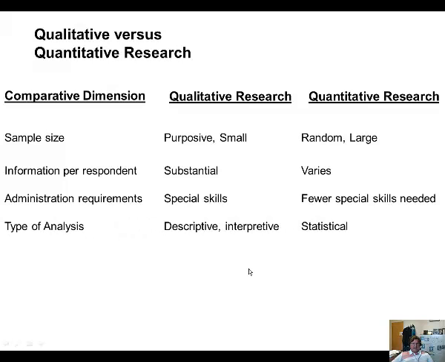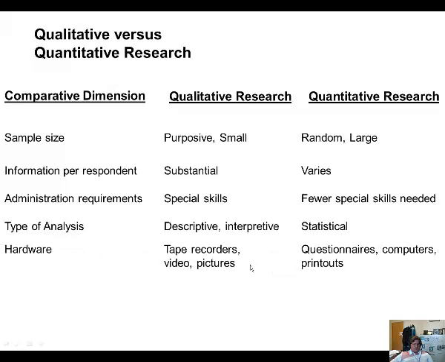The type of analysis in qualitative research is descriptive and interpretive, leaving it wide open to claims of being subjective, which we'll talk about. Quantitative research considers itself very objective and that the analysis is statistical and not open to any kind of interpretation or subjective bias by whoever's analyzing those data.